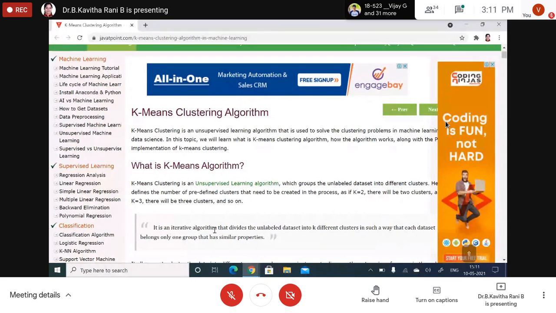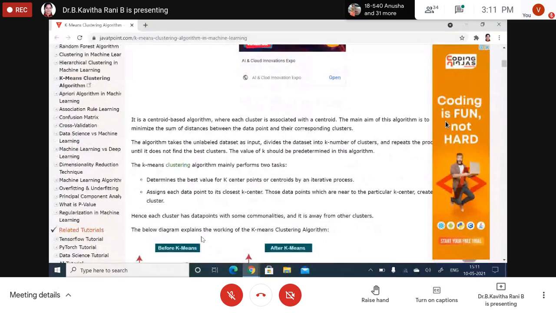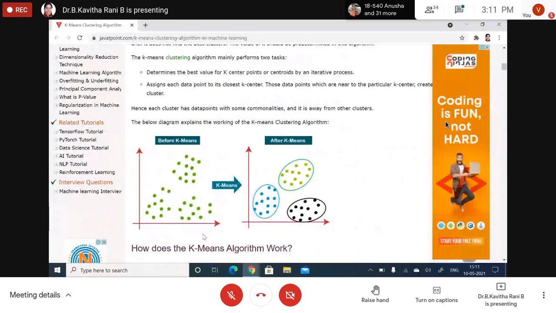It is an iterative algorithm that divides the unlabeled data into k different clusters in such a way that each data set belongs to only one group that has similar properties. So if you see here, the k-means clustering algorithm mainly performs two tasks. What is the first task here? It determines the best value for k center points or centroids by an iterative process, and it assigns each data point to its closest k center. Those points which are near to the particular k center create a cluster.